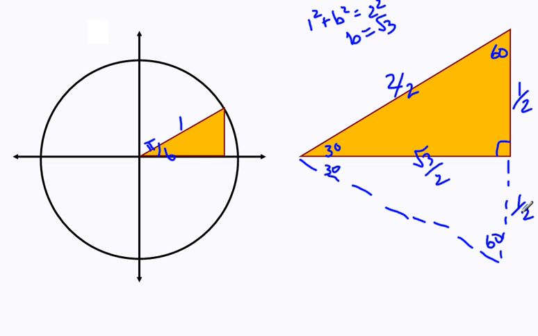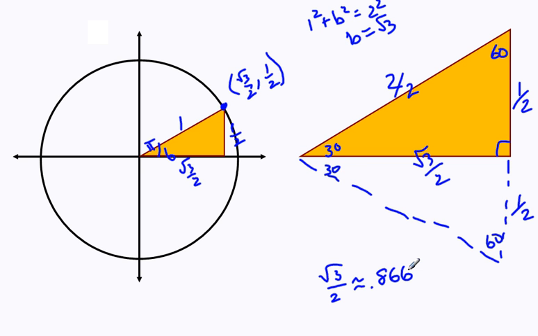So we've done that, and we get our sides as being root 3 over 2 and 1/2, which means right here we get the coordinates of root 3 over 2, there's our x, and 1/2. So our side note here is that root 3 over 2 is approximately 0.866. And of course, 1/2 is 1/2.